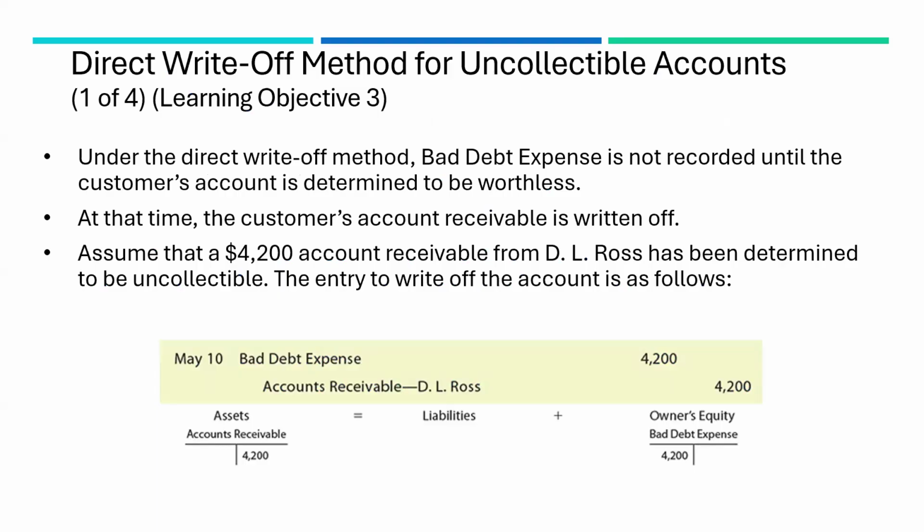And so under the direct write-off method, if a customer can't pay, for example, DL or Ross can't pay the $4,200 accounts receivable, the debit would be to bad debt expense and the credit would be to accounts receivable because it's no longer an asset. We're not expecting to ever receive money for that, so we need to reduce that to zero for that particular account.